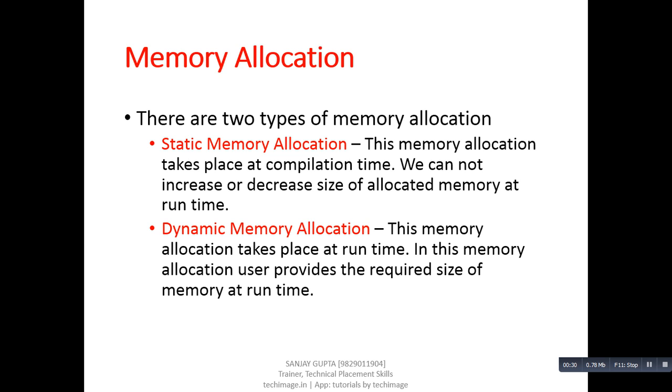It means if we want to increase the size of memory so that we can store more values, it is not possible in the case of static memory allocation. To avoid this problem, we have another memory allocation which is known as dynamic memory allocation. This memory allocation takes place at runtime. In this memory allocation, the user provides the required size of memory at runtime. So in this memory allocation, the wastage of memory is less as compared to static memory allocation.